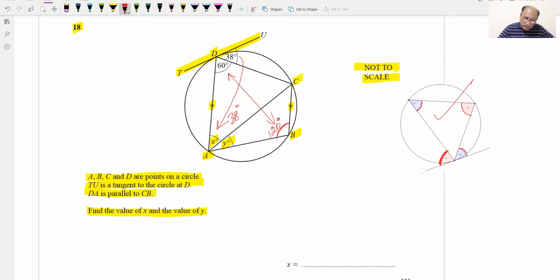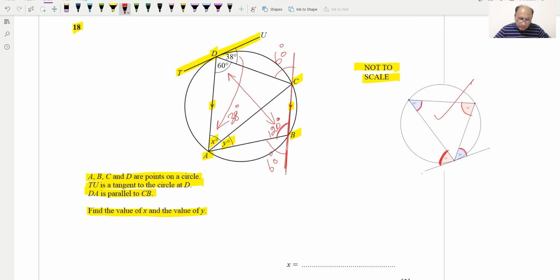Now, what else can we figure out? We can figure out that if we extend this line, for example, this one and this one over here, this one will be z, and this is 60, so this angle will also be 60. So we can write this angle as 60 degrees, and further we can write this angle also 60 degrees, because this is angle at a straight line, 120 and this is 60 degrees.